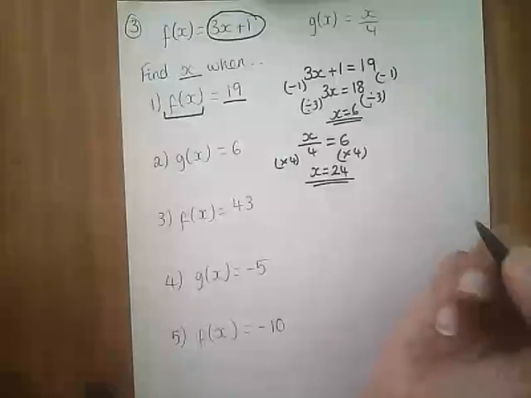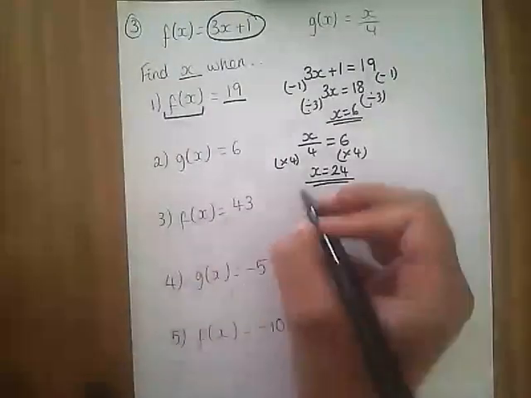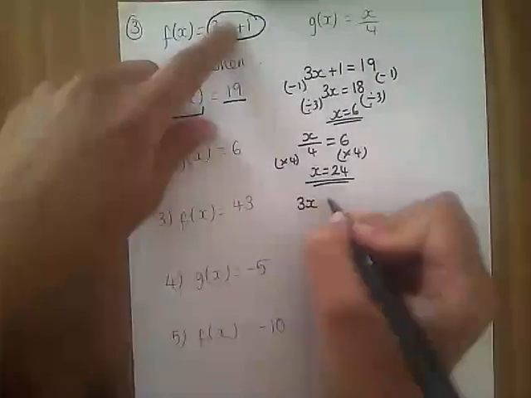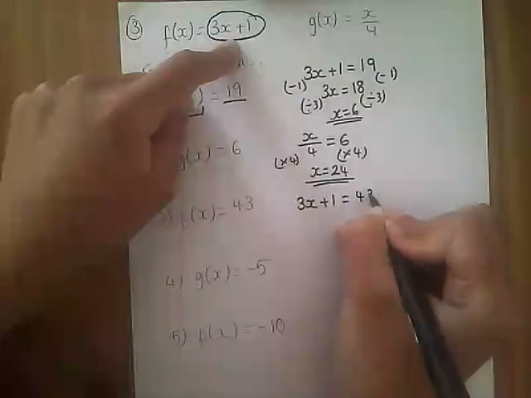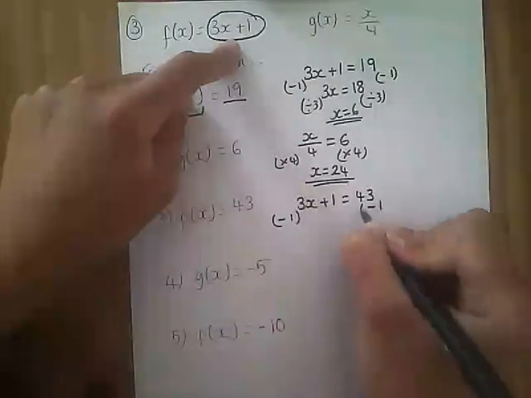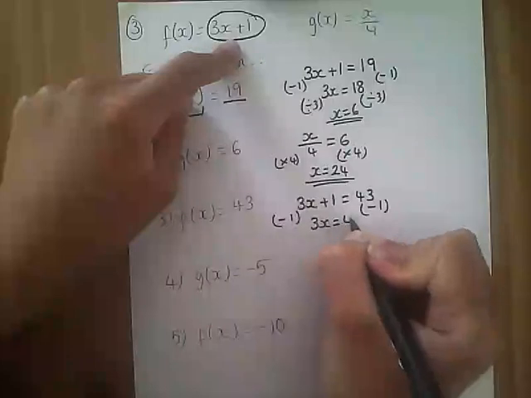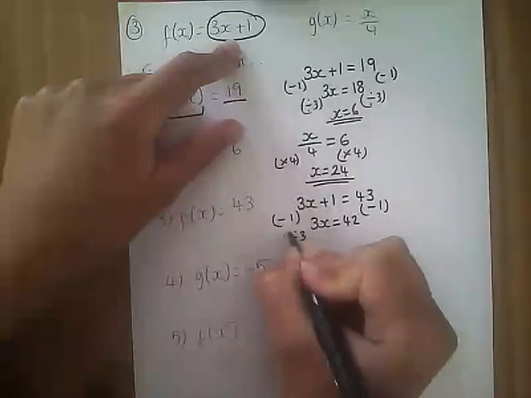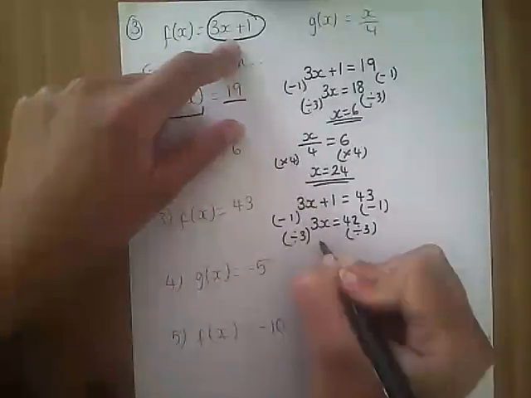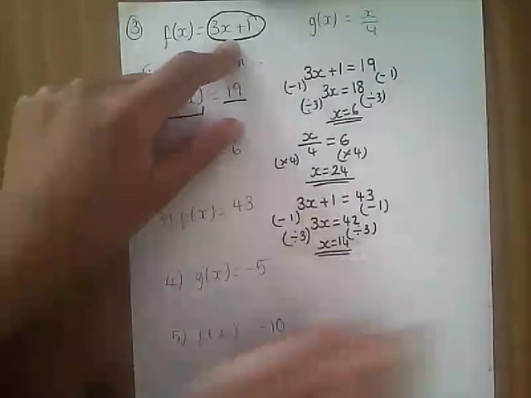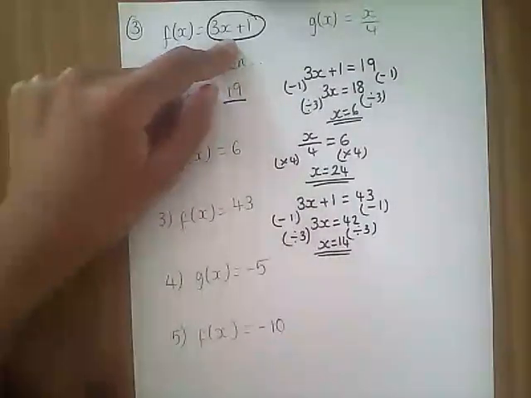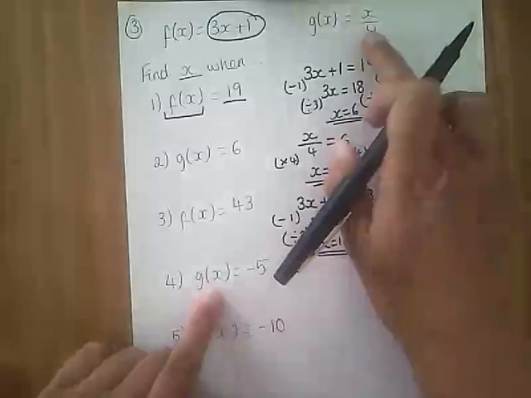Here we've been given f of x equals 43. So f of x is 3x plus 1. That equals 43. Opposite of adding 1 is to take 1. Take 1 from both sides gives us 3x equals 42. Opposite of timesing by 3 is to divide by 3. x equals 14.